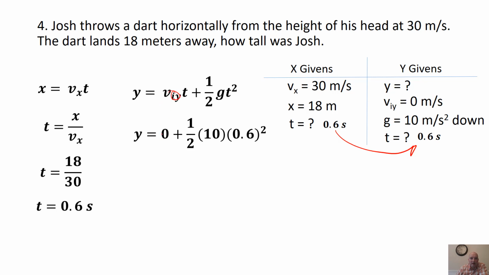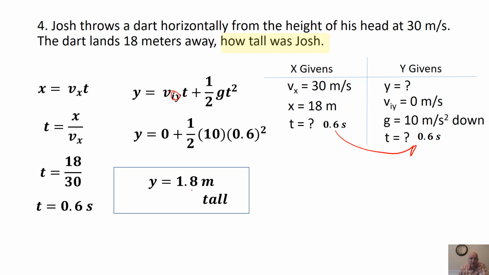Plug in the 0 for the initial y velocity, that gets rid of this whole first part. Doesn't matter what t is. You can have 0 times t if you want, times 0.6, but it's going to be the same thing. It's probably not a bad idea just to have 0 times 0.6. So when we get to any more difficult problems, when this isn't 0, we might have to do something, so not to forget about it. And we get 1.8 meters.